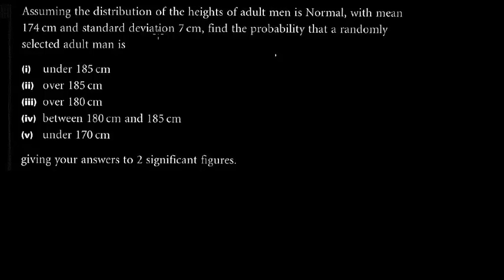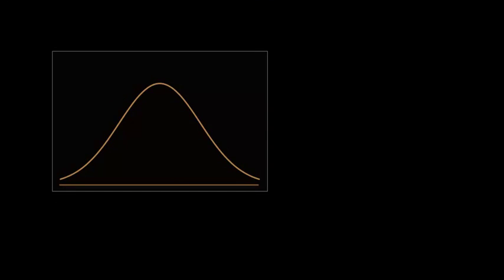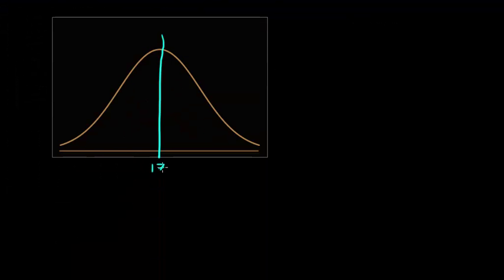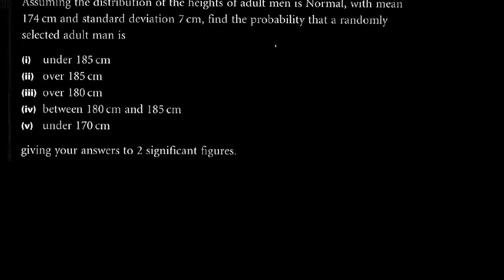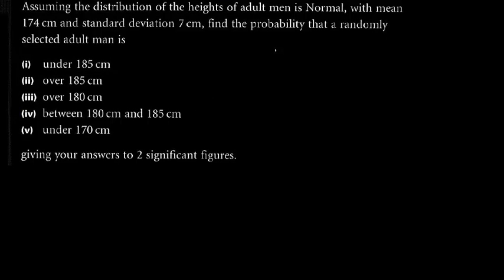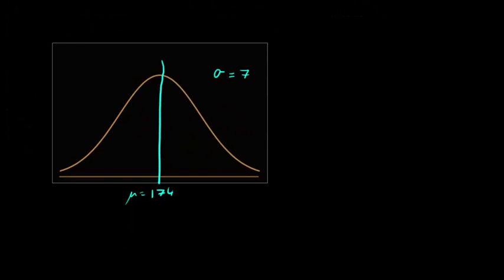So, assuming the distribution of heights of adult men is normal with mean of 174 and standard deviation of 7. So if you've got your normal distribution curve, then what you should be looking at now is a mean of 174 and a standard deviation of 7. So 174 as my mean, and my standard deviation comes out to be 7. Now it says, find the probability the randomly selected adult man is under 185 centimeters.